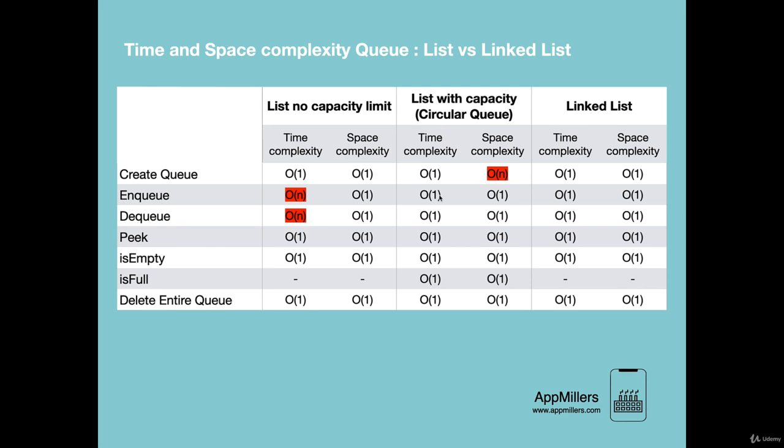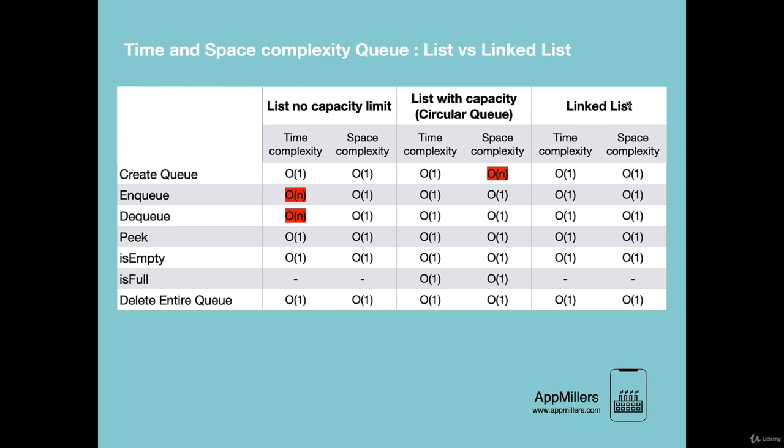As you see, when we set the capacity limit, enqueue and dequeue methods become O(1) time complexity. So here circular queue is better than the queue with no capacity, because here enqueue and dequeue perform very fast. So in terms of time complexity, circular queue is preferable. But in terms of space complexity, the list with no capacity is preferable. Now let's continue to the next queue.